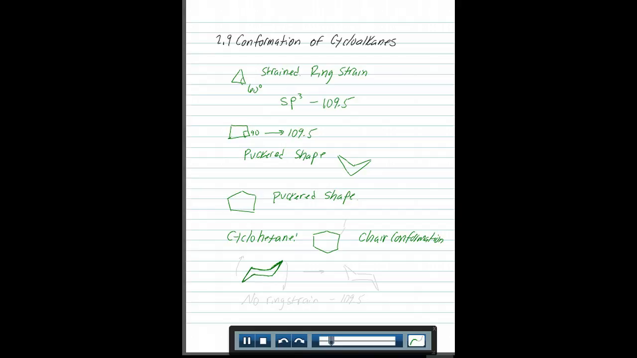You can even flip the ring. It's what's called ring flip, in which this comes up and this carbon comes down. So it looks like this. What you're going to find, which is very interesting about this, is that it alleviates all the ring strain. So this has no ring strain whatsoever. What happens is every bond angle now is 109.5.